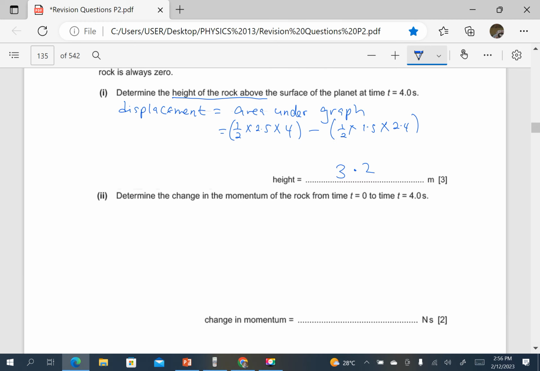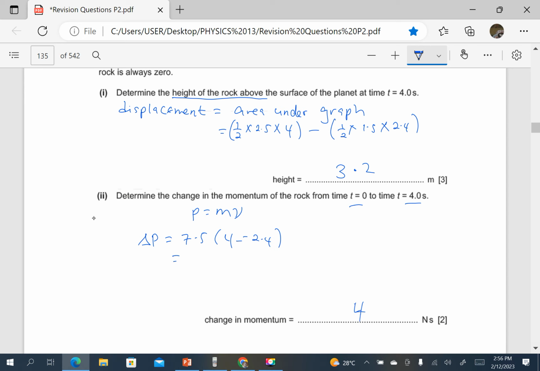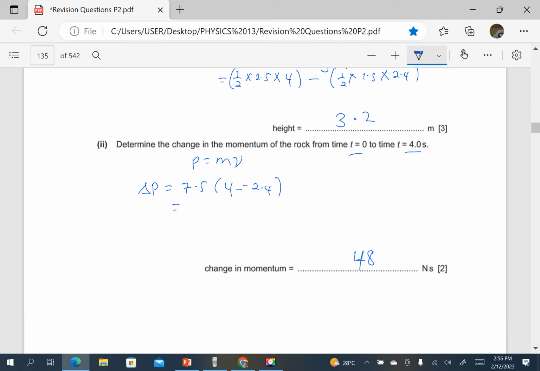Then determine the change in momentum of the rock from time t equals 0 to time t equals 4. Momentum is mass times velocity. We want the change, so change in momentum is the mass, which is 7.5 kilograms, times the change in velocity, which is 4 minus negative 2.4, or the other way around, negative 2.4 minus 4, which gives 7.5 times 6.4. That is 48. So the change in momentum is 48. Whether it is negative or positive, the magnitude is the same.